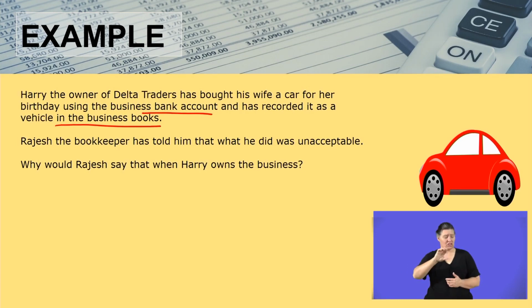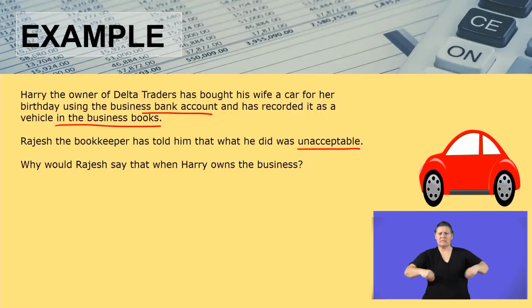Rajesh, the bookkeeper, has told him that what he has done is unacceptable. You have to understand that Rajesh in this case is very correct. Then why would Rajesh say that when Harry owns the business? Earlier on, I introduced you to some GAAP principles. If you still remember, I introduced you to the matching concept. I went on to the business entity concept, the prudence concept. I touched the historical cost concept, the materiality concept, as well as the going concern concept. Which of these 6 concepts is Harry going against?